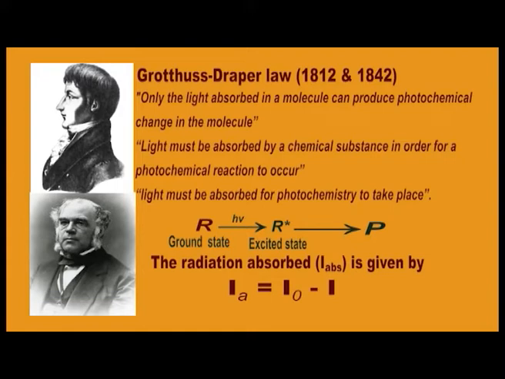R, when irradiated by light with energy h nu, gets excited and converts into R star, which finally converts into the product. The radiation absorbed in this process can be written as Ia is equal to I naught minus I. This concept is simple and is the basis of appropriately performing photochemical and photobiological experiments.